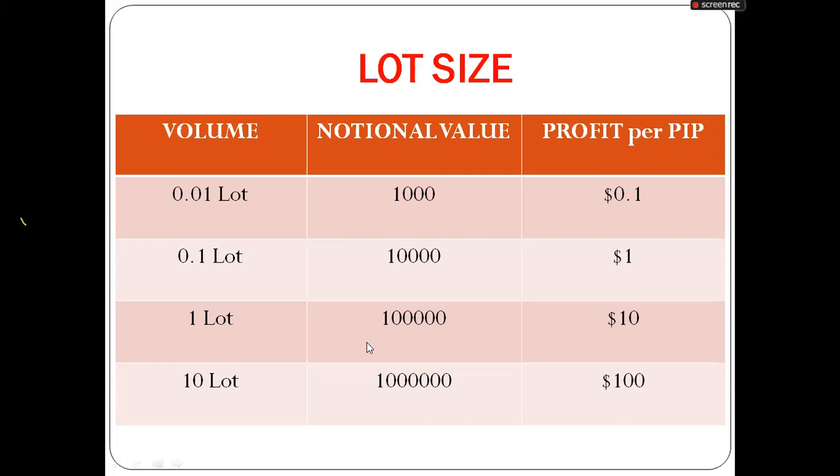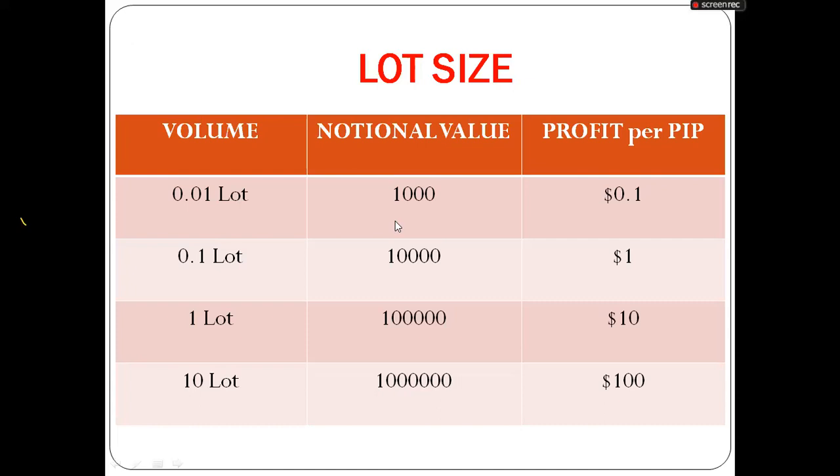One lot in forex trading, especially currency pairs, is 100,000 units of a currency pair. So if I'm using one lot, I'm saying that I'm buying 100,000 units of that currency. If I use 10 lots, then I'm buying 1 million units. If I use 0.1 lots, that means I'm buying 10,000 units. Then if I use 0.01 lot, I'm buying 1,000 units.